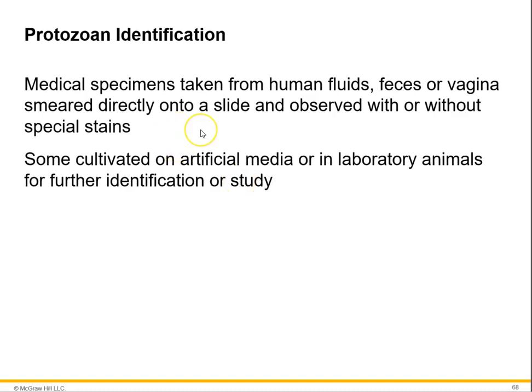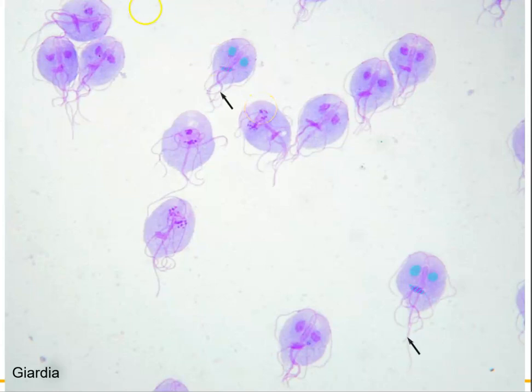So how do we identify a protozoan infection from a medical standpoint? Well, you're going to take a specimen, and then you're going to smear it directly onto a slide and observe it. You can do this either with or without special stains. I'll show you an example here. We have Giardia, the cause of giardiasis, which is a gastrointestinal infection.